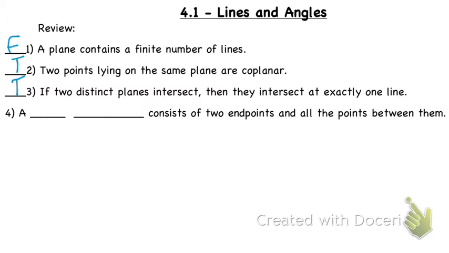So, number 4, okay? It should have two different blanks. A line segment consists of two endpoints and all the points between them. And your 5th blank, I know it's on your paper, but it's not on the notes up here. A line is made up of an infinite number of points.